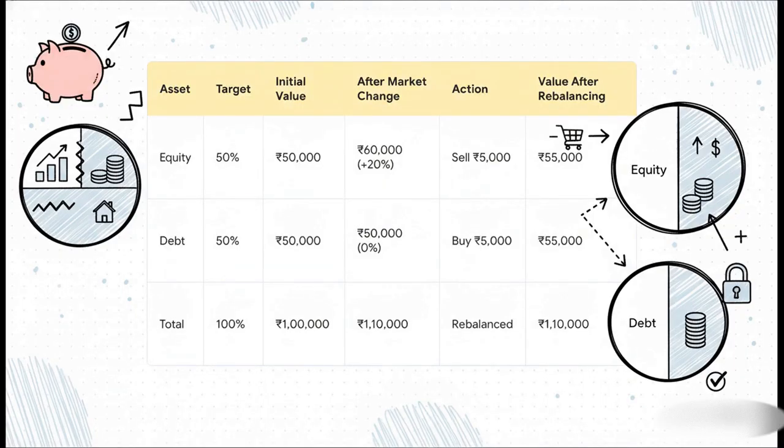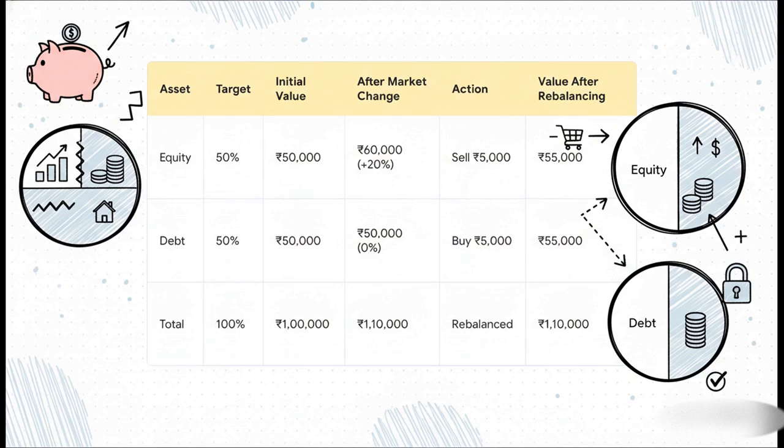Say you start with 1 lakh rupees. Your target is 50-50, so that's 50,000 in equity, 50,000 in debt. Then the market moves. Your equity grows 20% to 60,000, while your debt stays put at 50,000. Your total portfolio is now 1,10,000 rupees, but your allocation is out of whack. To rebalance, you need both parts to be 50% of the new total, which is 55,000 each.